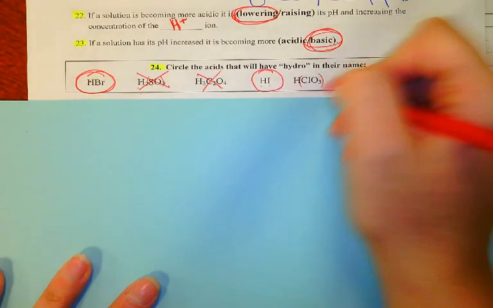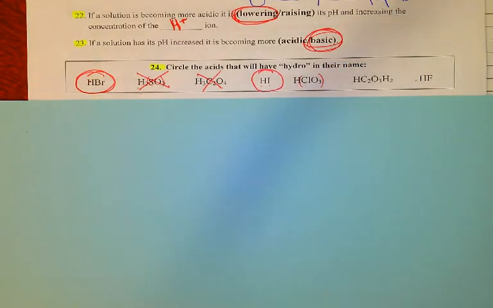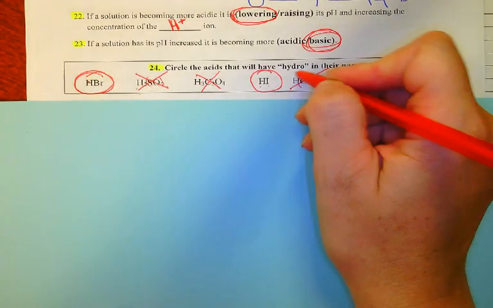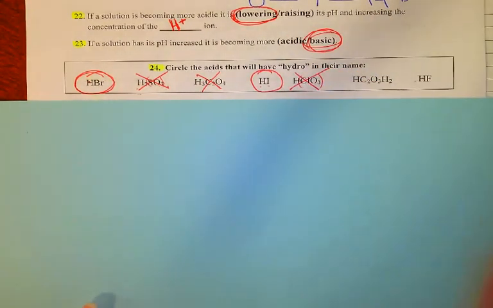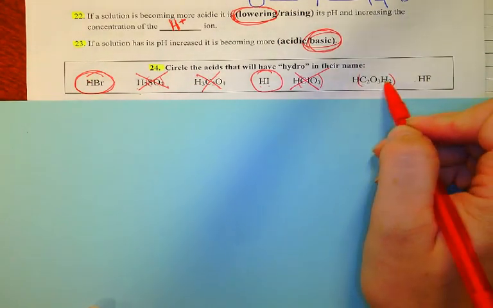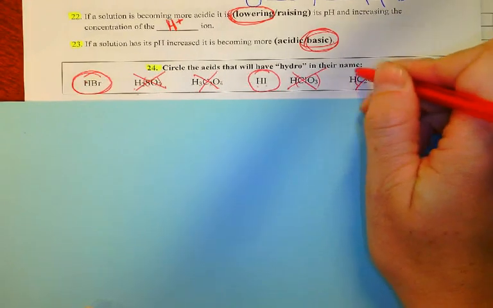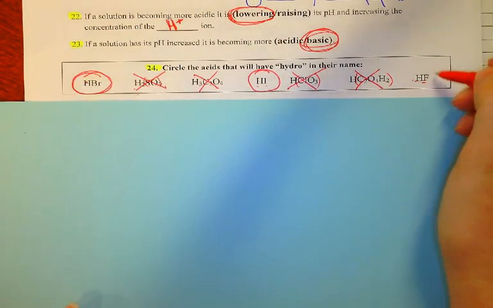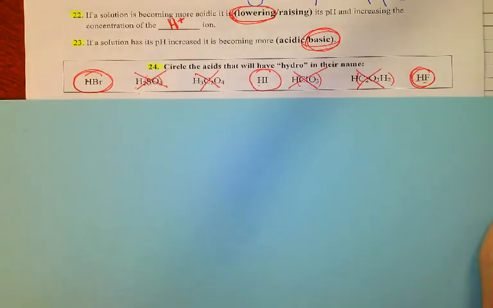ClO3 is chlorate, so I would call this chloric acid, but not hydro. One, two, three, four capital letters, which means no hydro. Only two capital letters, that's binary, so hydrofluoric acid. So they're all acids, but only those three would have hydro in their names.